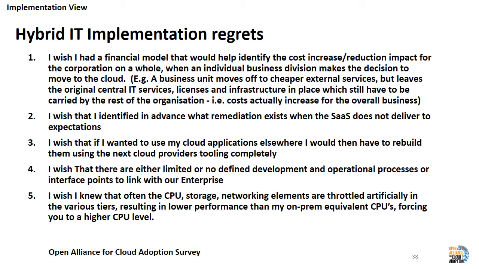A third one is, I wish I knew that often CPU, storage, and network elements are throttled artificially in various tiers, resulting in lower performance than my own on-premise equipment and forcing me to buy a higher CPU level. My best advice I can give you at this point is let the buyer beware.